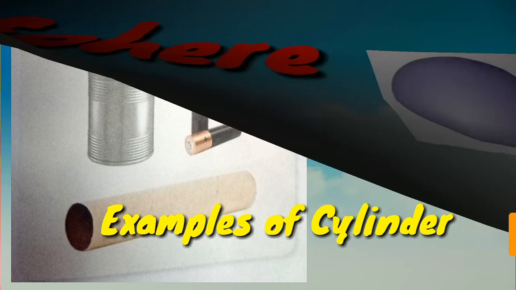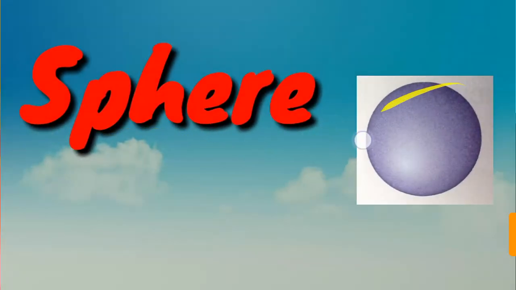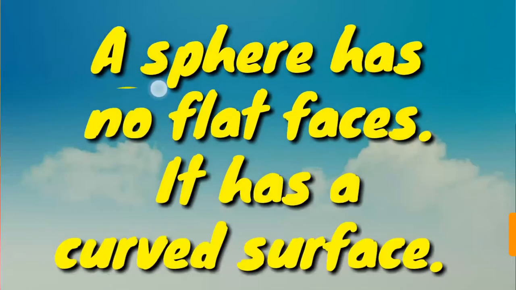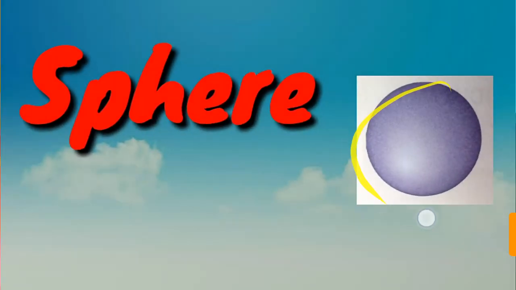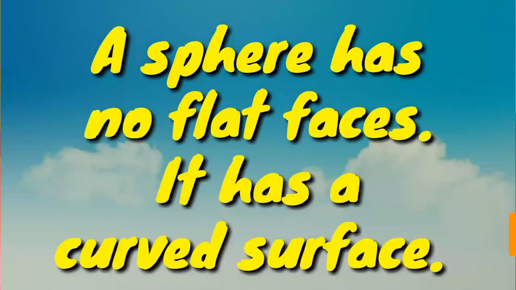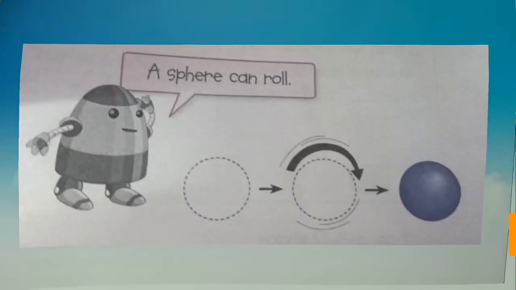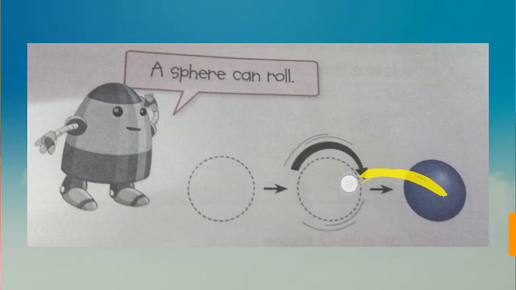So let's move towards the sphere. A sphere is basically a circle; in 2D shapes we call it a circle, but in three dimensions a sphere has no flat faces. It has only a curved surface. A sphere can roll because it is basically a ball. So a ball can easily roll.